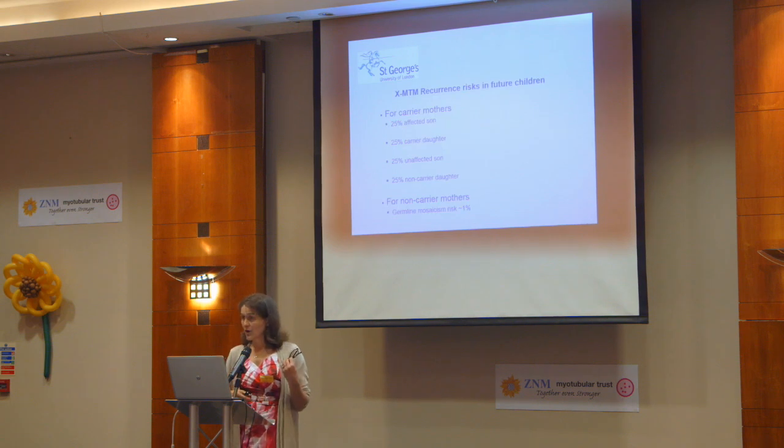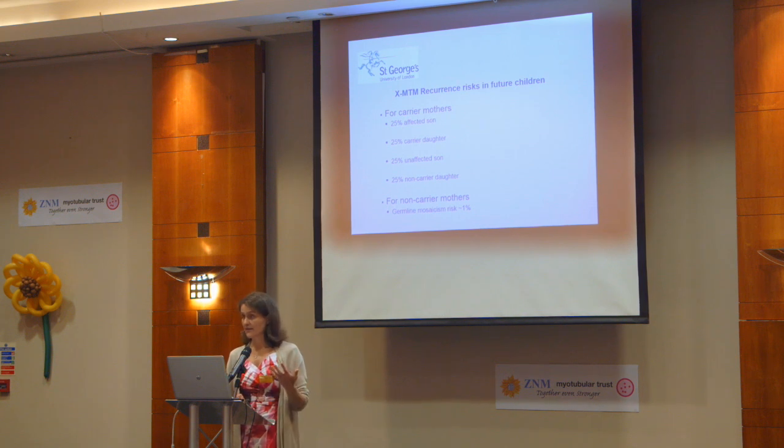So we've gone through the combinations there, but just to summarize it, for carrier mothers, they have a 25% risk of having an affected son, a 25% risk of having a carrier daughter, 25% chance of having an unaffected son, 25% chance of having a non-carrier daughter.